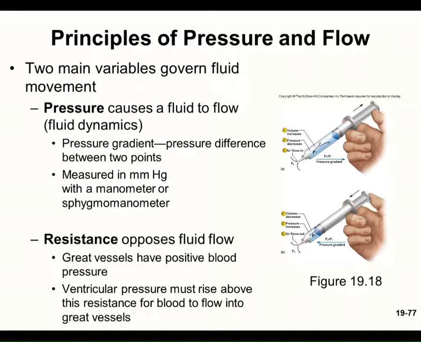So the pressure gradient is simply the pressure difference between the front and the back end, right? Point A and point B. This is going to be measured in millimeters of mercury. How convenient. Those are the same units used to measure blood pressure. All right, so we're going to measure this pressure difference in vessels and in the heart with millimeters of mercury. And we're going to use a sphygmomanometer, which is a blood pressure cuff, to measure blood pressure in the lab.